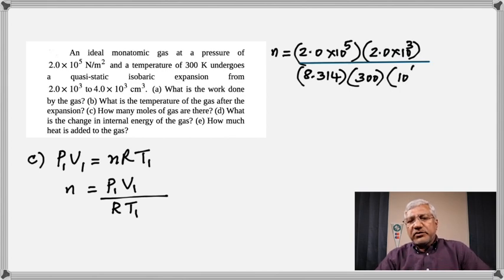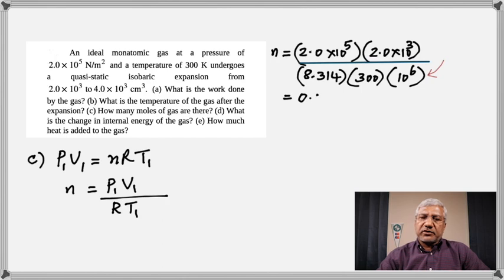Just do that and you get, oh, why did I have 10 to the 6 there? Yeah, because I had to change centimeter cube into meter cube. Calculate that and you will get the answer. It's 0.16 moles is what I got.